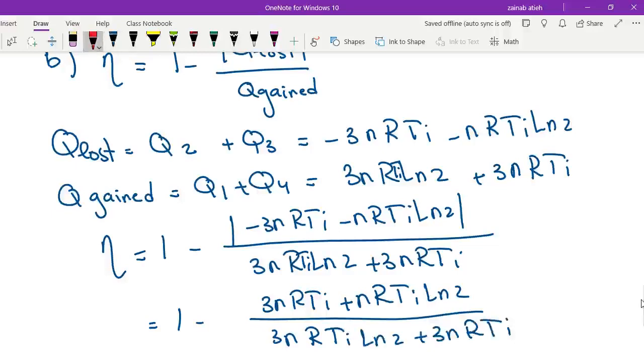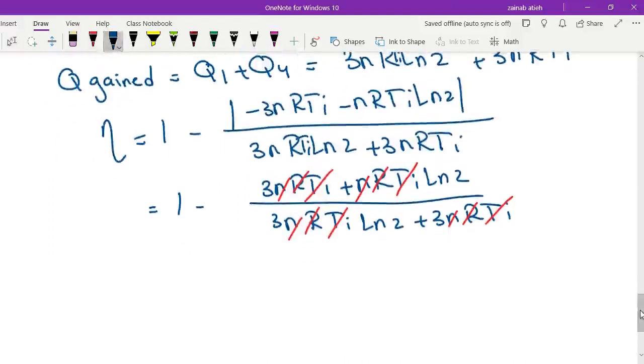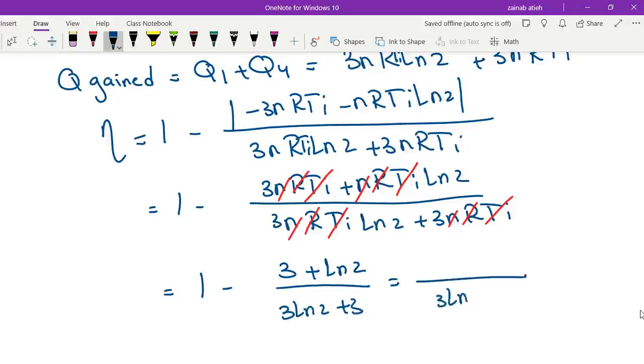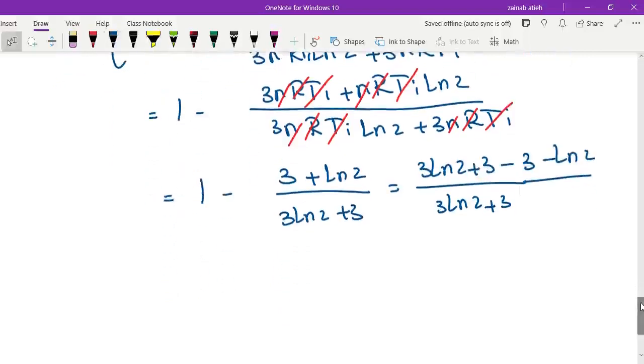Now I can divide by Ti everywhere, by R everywhere, and by n everywhere. So let's see what we have now. This is the harder method. I have an easier method. So 1 minus (3 plus ln 2) over (3 ln 2 plus 3). Let's take a common denominator: 3 ln 2 plus 3 minus 3 minus ln 2. The 3s cancel. This will give me 2 ln 2 over 3 ln 2 plus 3. For sure, you can find it as a number, but this is the answer.